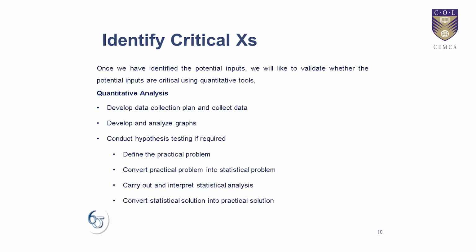Once we have identified the potential inputs, the potential root causes which I am saying, we will like to validate whether the potential inputs are critical using a quantitative tool. So there are a lot of methods that we can use. When we study the green belt training program or the black belt training program, we can use a lot of advanced statistics to find the root causes, to prioritize also.